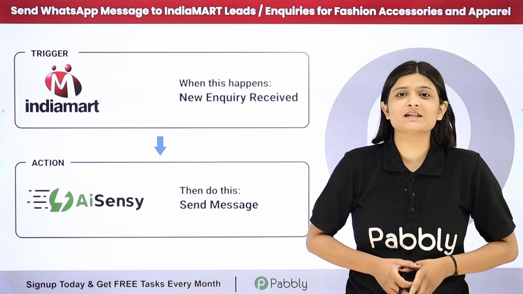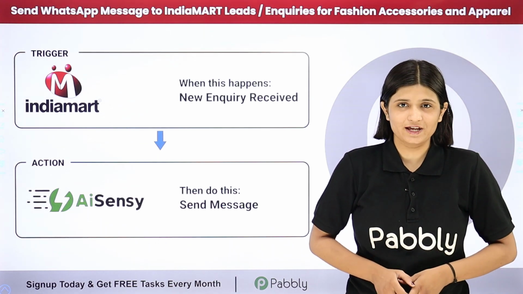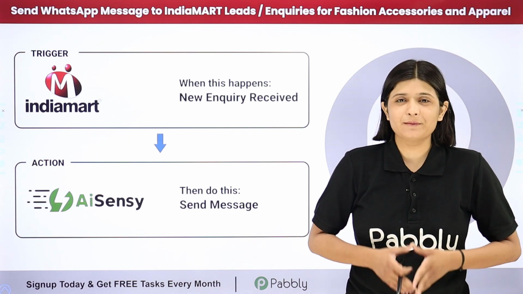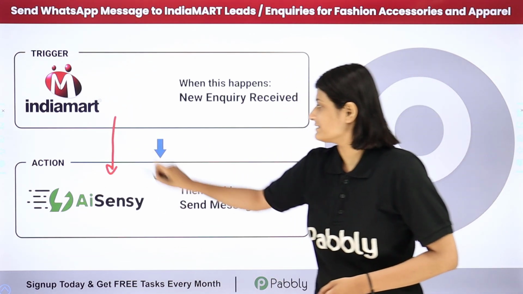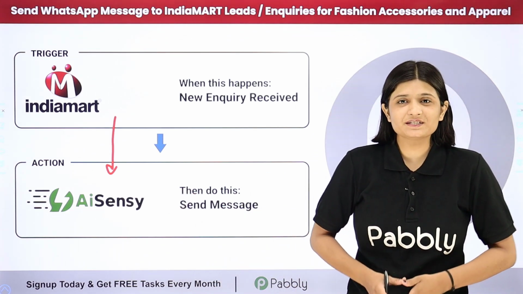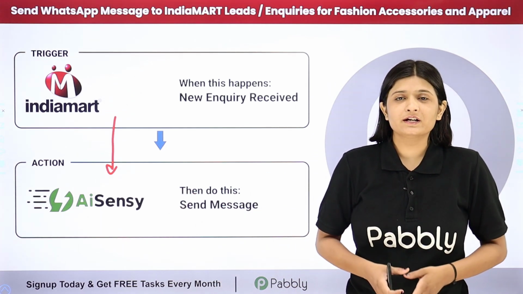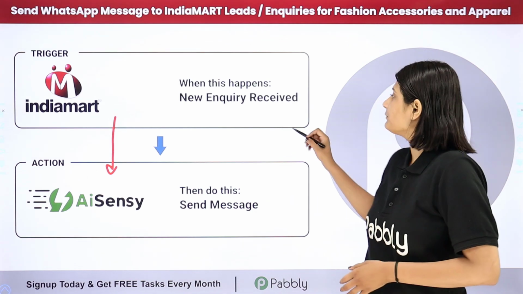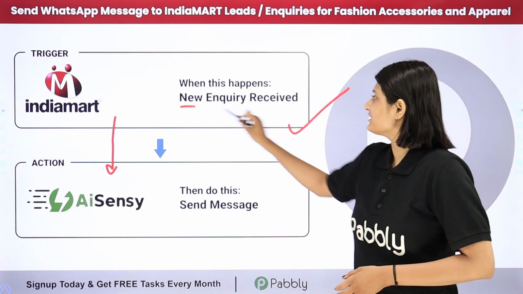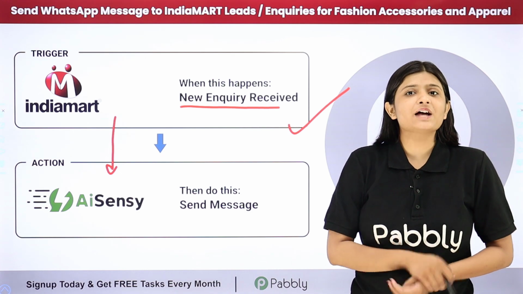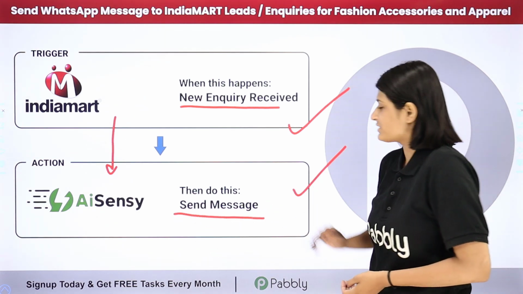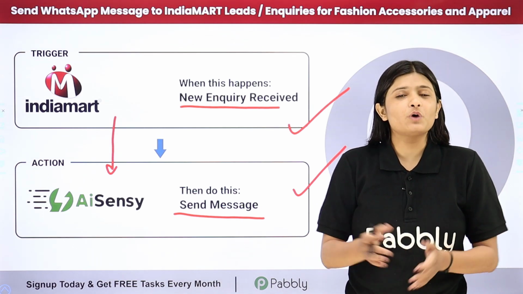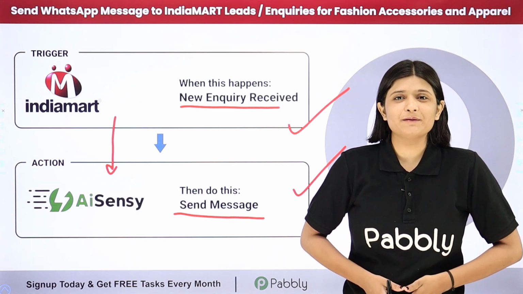So Pabbly Connect is an amazing automation and integration software which requires no coding or programming skills. Here I just need to build connection between IndiaMART and AI Sensei. Pabbly Connect turns on two principles, which is trigger and action. Here as my trigger application, I am going to take IndiaMART from where I will receive new inquiry, and then in my action application I am going to take AI Sensei, with the help of which I am going to send automated messages.